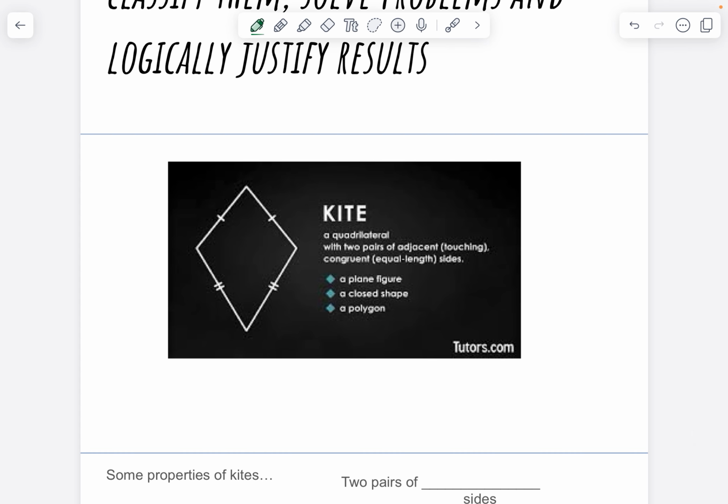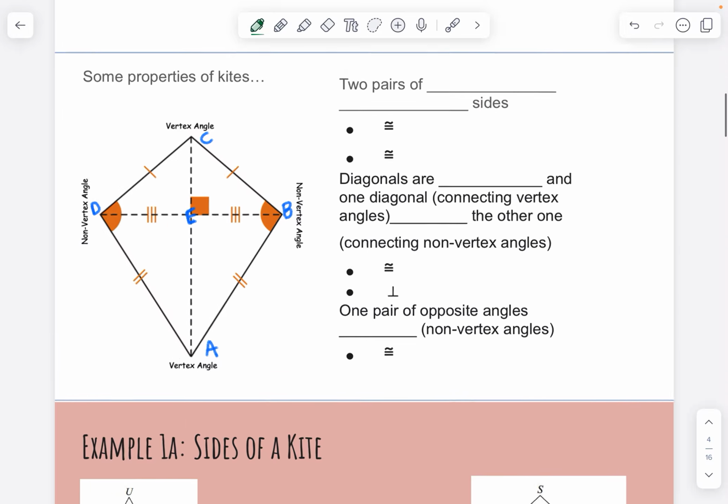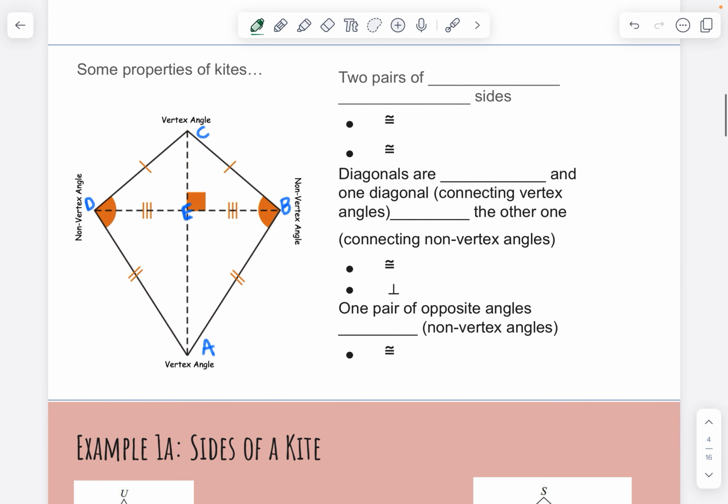Our definition of a kite: a quadrilateral with two pairs of adjacent congruent sides. So if they're congruent, that means that their measures are equal. If we look here, I added some letters onto mine, so you may want to add the A, B, C, D, and E onto yours.